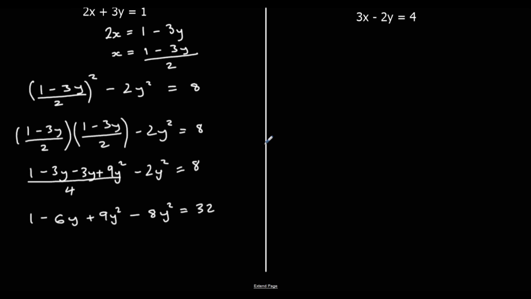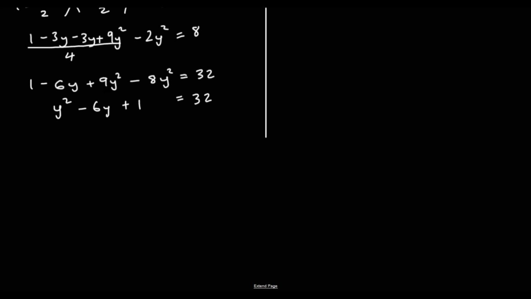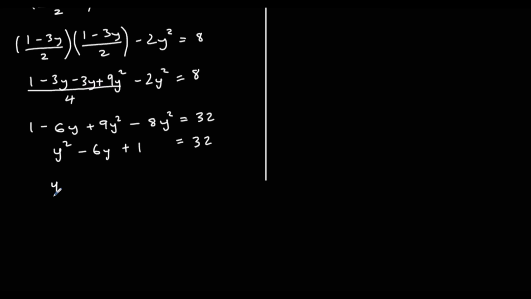Now let's collect like terms. 9y squared take away 8y squared is 1y squared. We've got minus 6y plus 1 equals 32. Take 32 away from both sides. So we've got y squared minus 6y minus 31 equals 0.